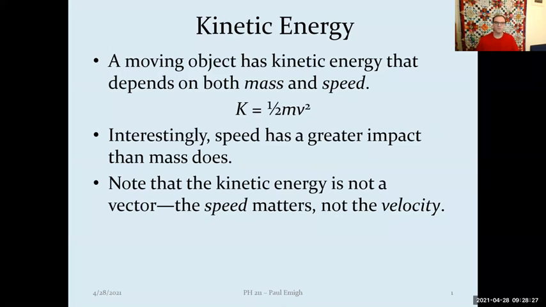Welcome, everybody. So today we are going to be starting to talk about energy. And the thing that I want to start with is talking about kinetic energy.